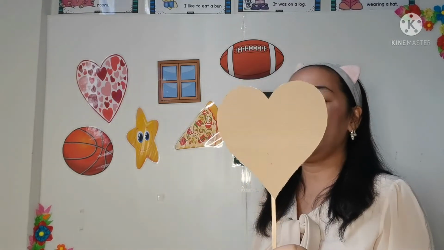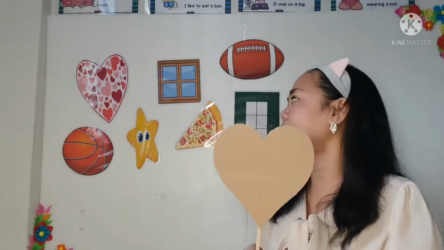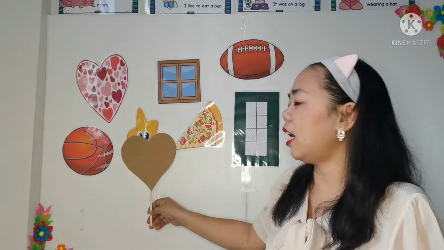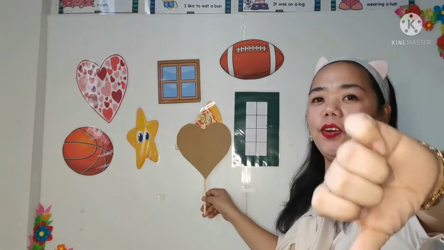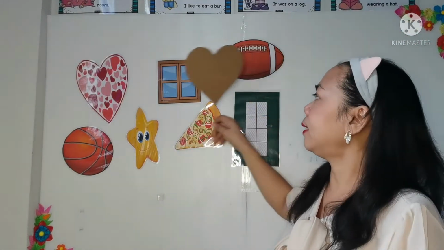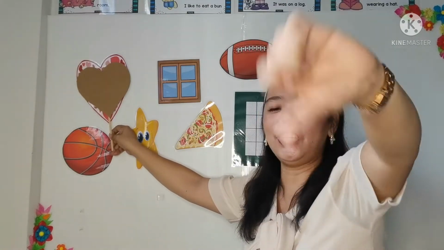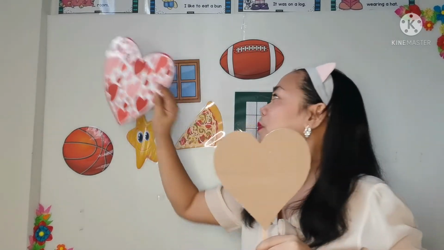Let us match the proper shape of this to the object. Is this ball a heart shape? No. Is this star a heart shape? No. Is this pizza a heart shape? No. Is this door a heart shape? No. Is this football a heart shape? No. Is this window a heart shape? No. Is this heart a heart shape? Yes. Good job, everybody. This heart is a heart shape.